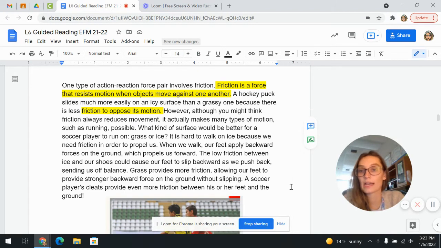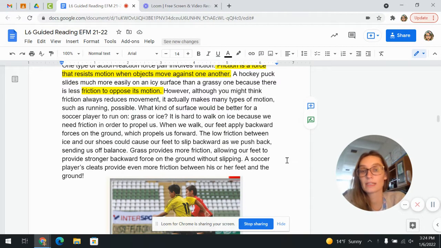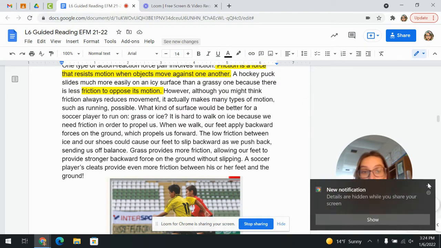A hockey puck slides much more easily on an icy surface than a grassy one because there's less friction to oppose its motion. However, although you might think friction always reduces movement, it actually makes many types of motion, such as running.